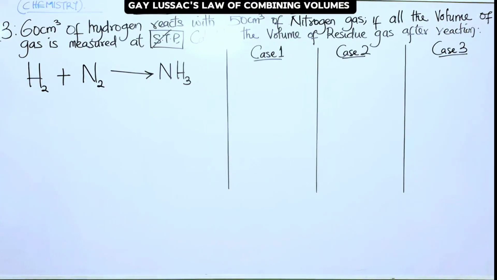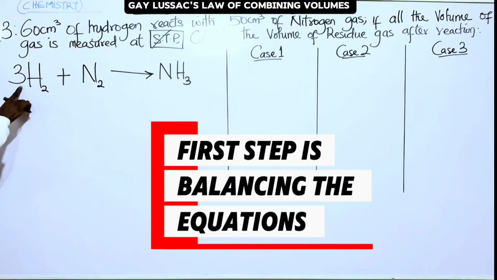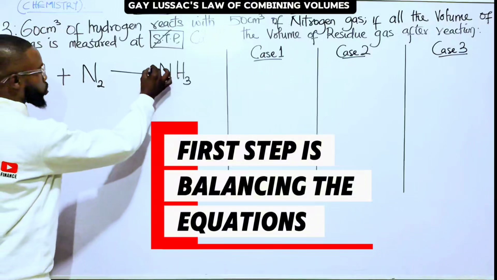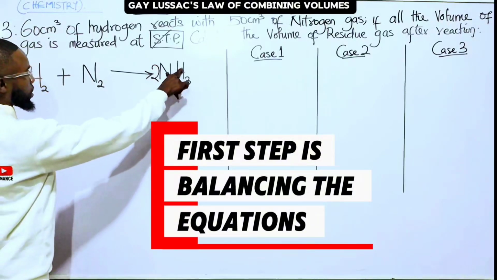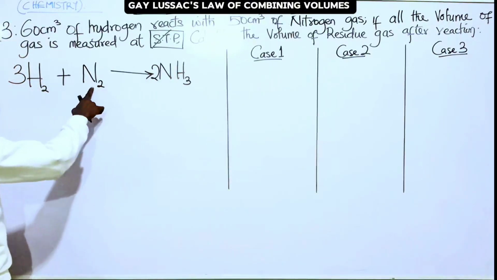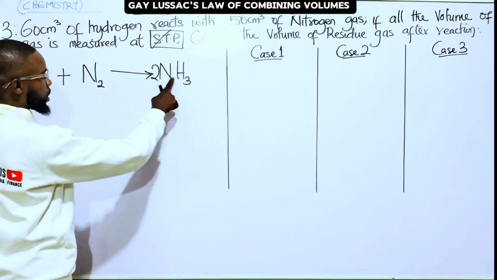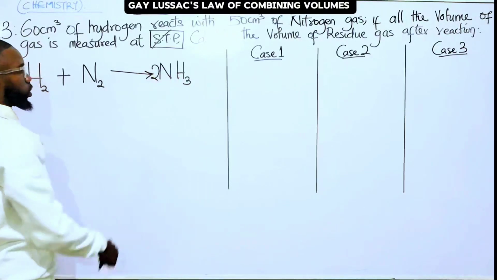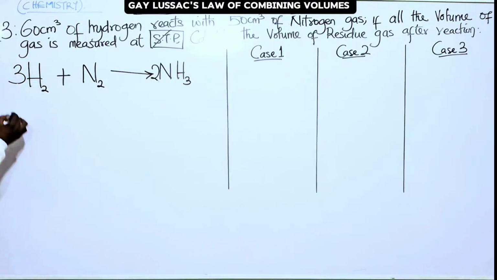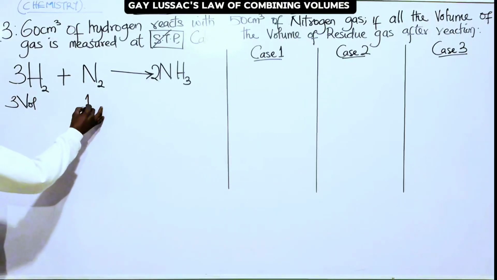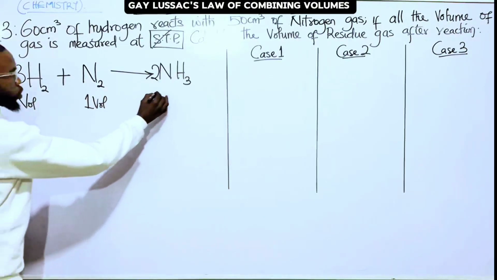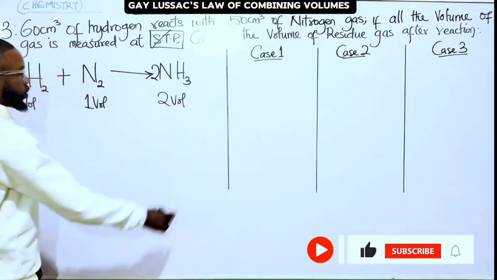So in this case, what do we do? Let's put 3 here. If we put 3 here, that's 6 hydrogen. And if I put 2 here, 2 times 3, I have 6 hydrogen, and I have 2 nitrogen here. So it's balanced: 3 times 2 gives 6 hydrogen, 2 times 3 gives 6 hydrogen. So the mole ratio becomes 3 volumes, 1 volume, and 2 volumes. Their volumes are changing at this point.